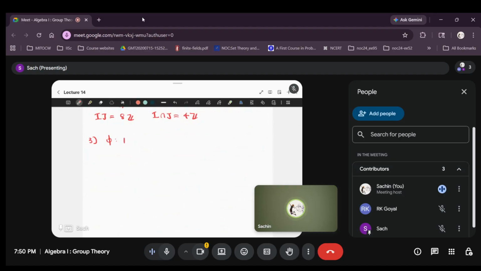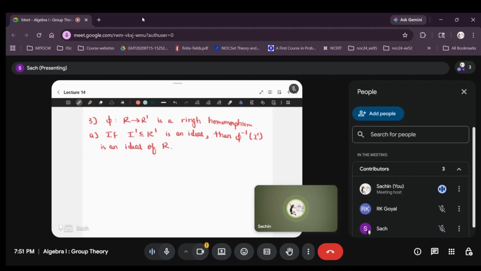Suppose phi is a ring homomorphism. First part is: if I prime is an ideal, so we have an ideal of the codomain, then phi inverse of I prime, so this is a set inverse, is an ideal of R. Set inverse is understood, right?